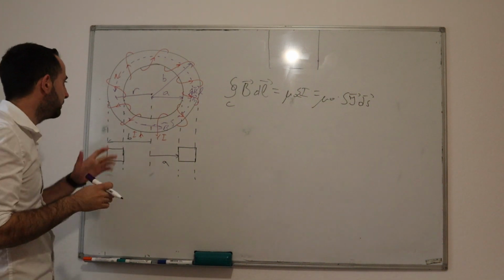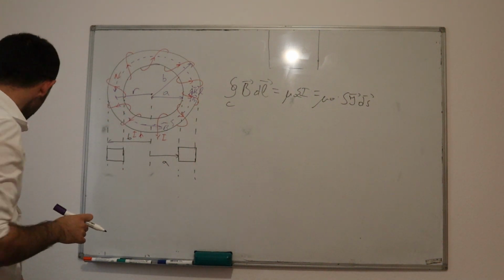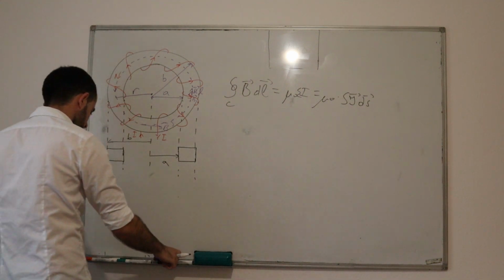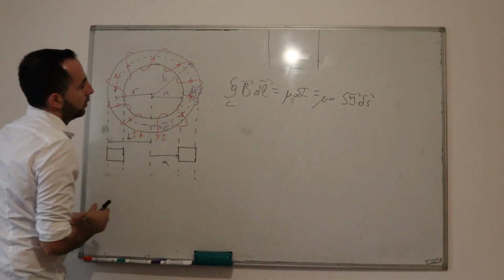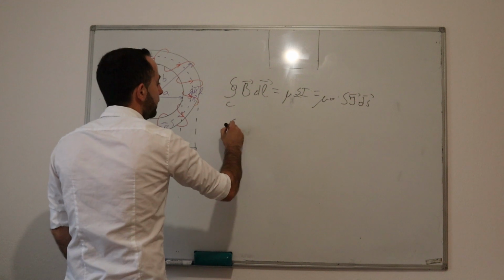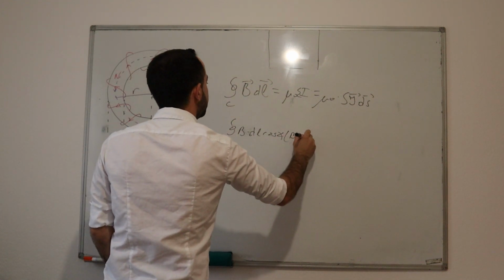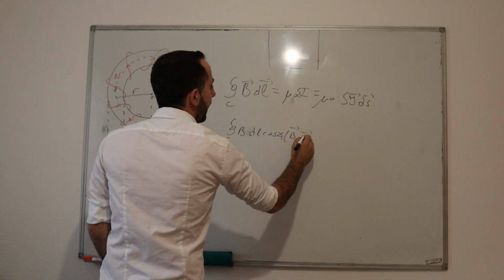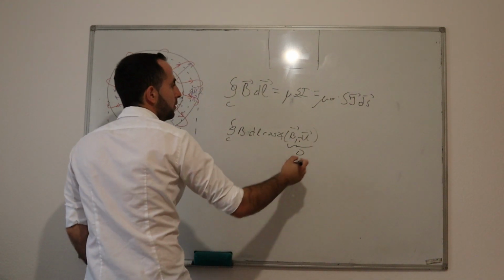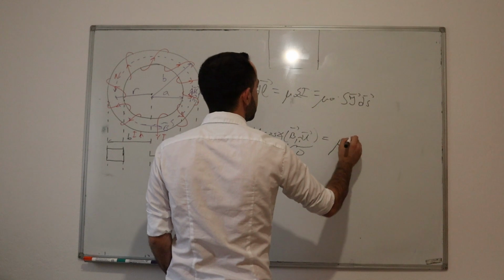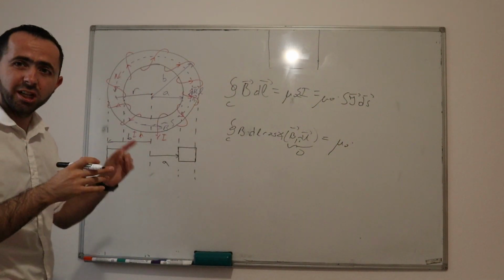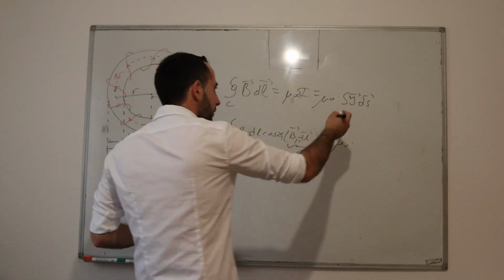But we need only to find B as a function inside the toroid. So we did that. This is the integral of B times dl times cosine of the angle between B and dl. The angle is 0, which equals μ0 times. Now we don't have a cross section of conductor, so we must use this.